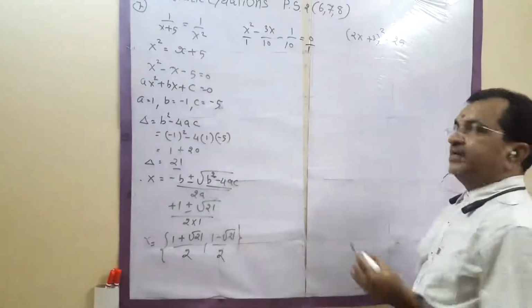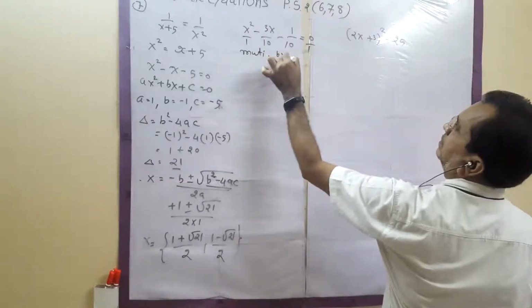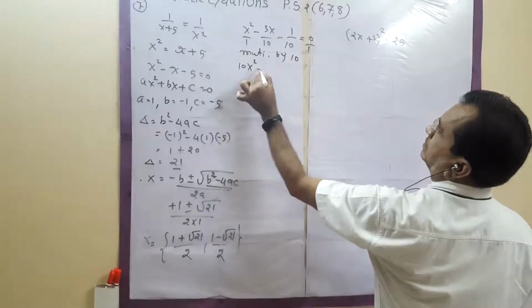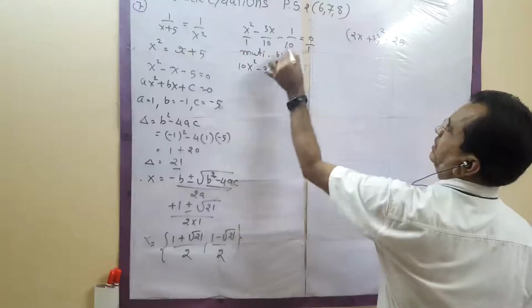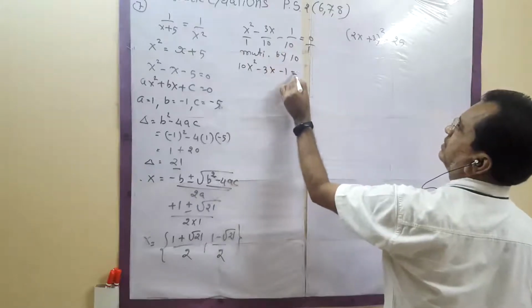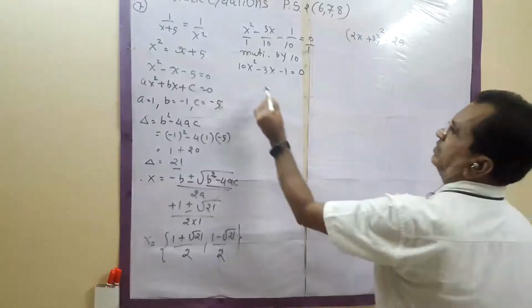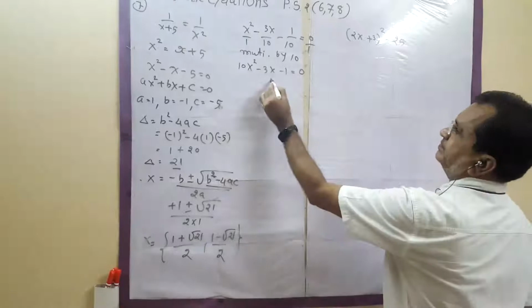Now multiply by 10, so this is 10x square. 10 will cancel, so only 3x. 10 will cancel, so only minus 1. It is 0. Now 10 ones are 10.